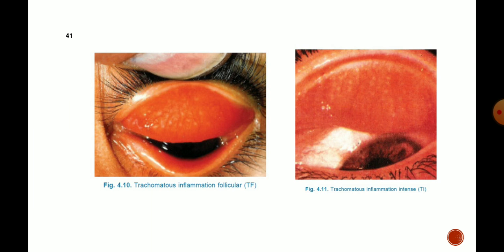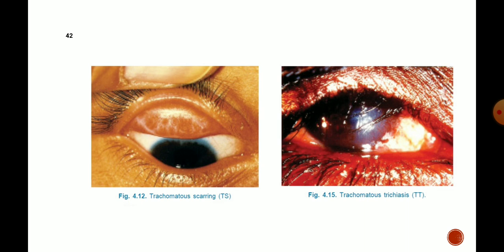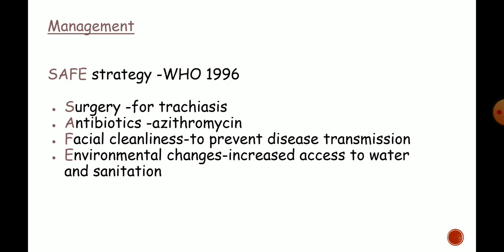So in this picture you can see a lot of follicles. Next picture, it is a very thickened conjunctiva, the intense stage. Here you can see the white scars, so it is scarring. Here you can see the trichiasis. So we know it is a complication.